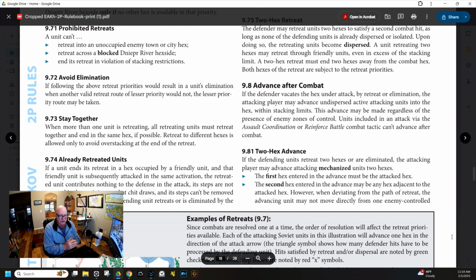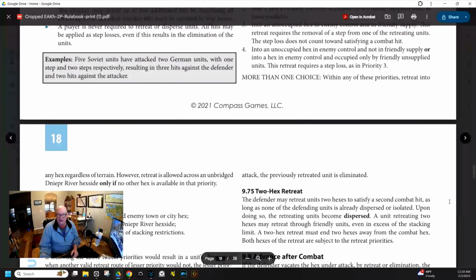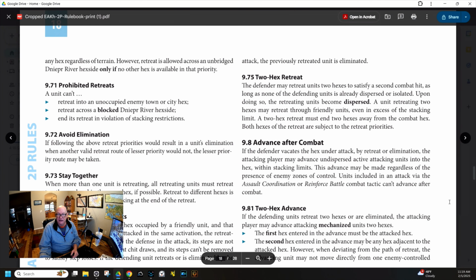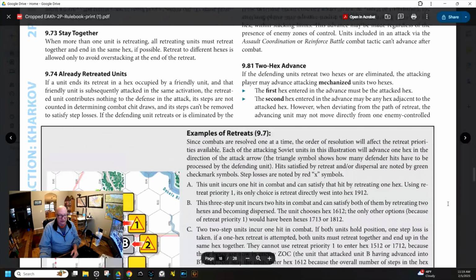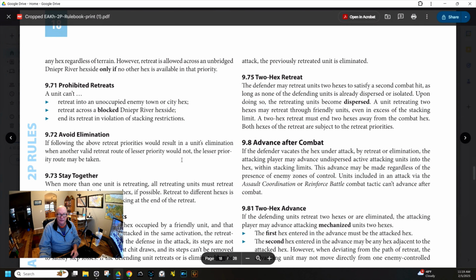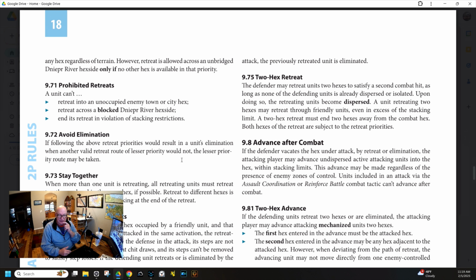Already retreated units. If a unit ends its retreat in a hex occupied by a friendly unit, and that friendly unit is subsequently attacked in the same activation, the retreated unit contributes nothing to the defense of the attack. Its steps are not counted in determining combat chit draws, and its steps can't be removed to satisfy step losses. If a defending unit retreats or is eliminated by the attack, the previously retreated unit is eliminated. So that's a biggie, right?